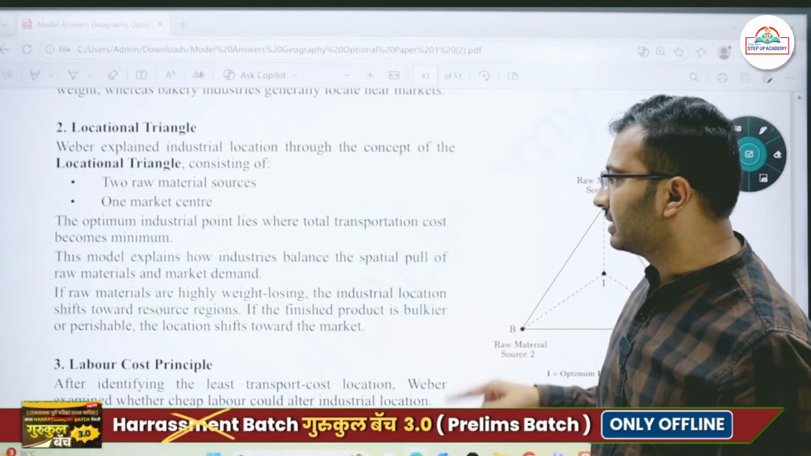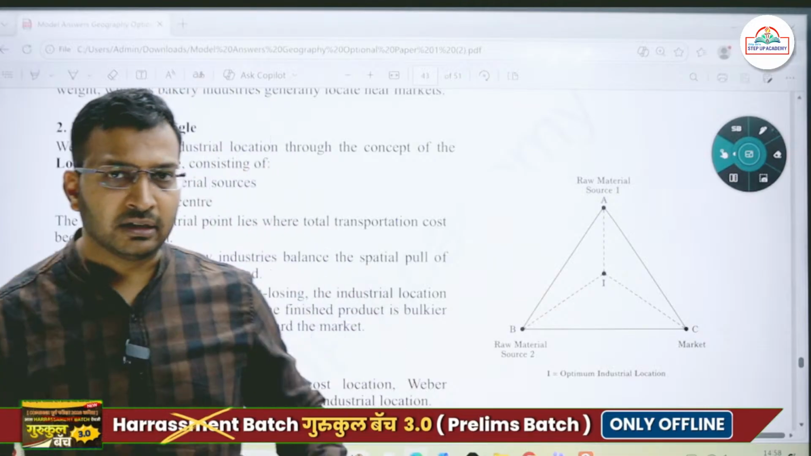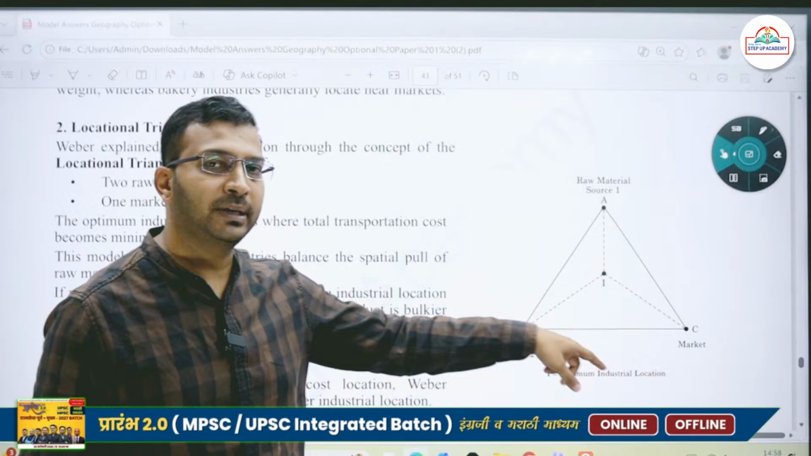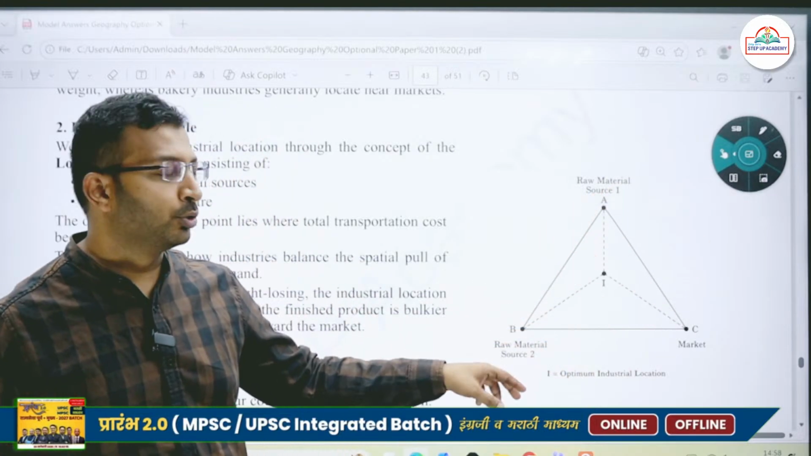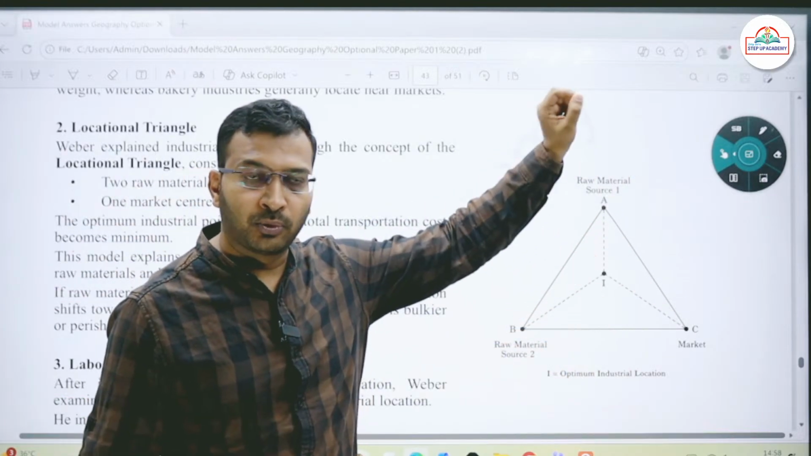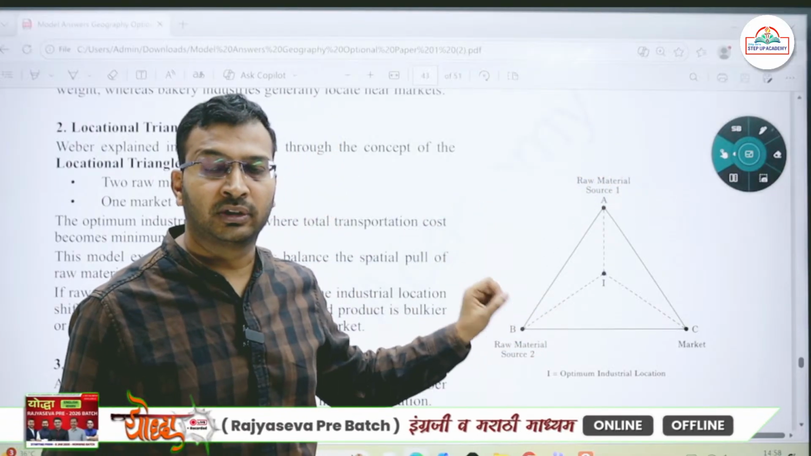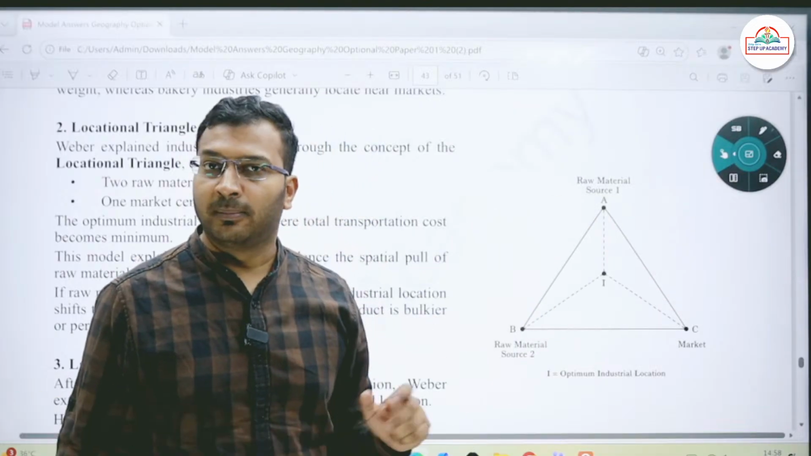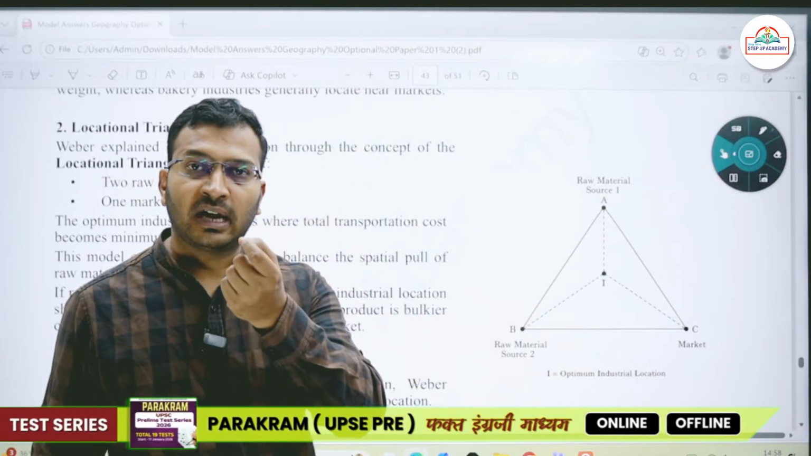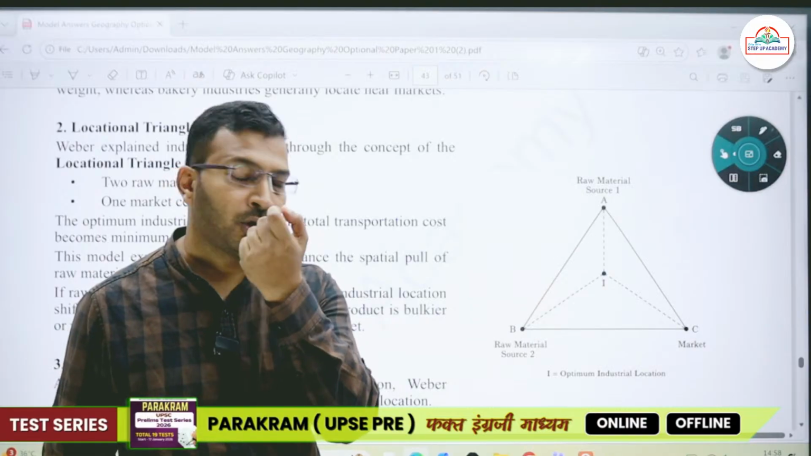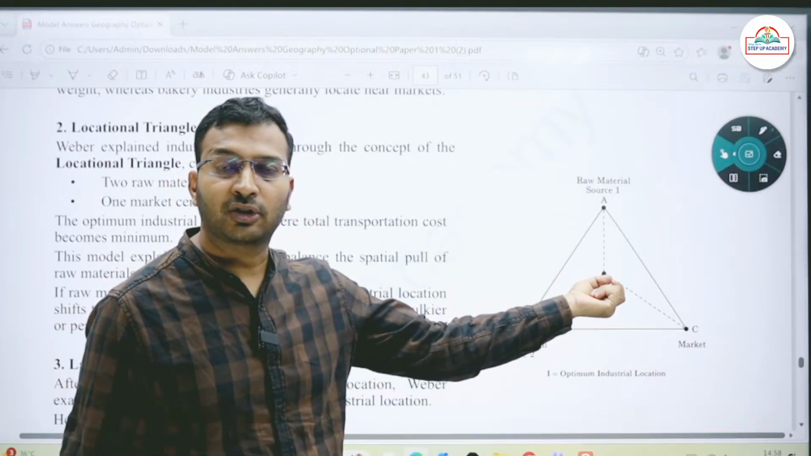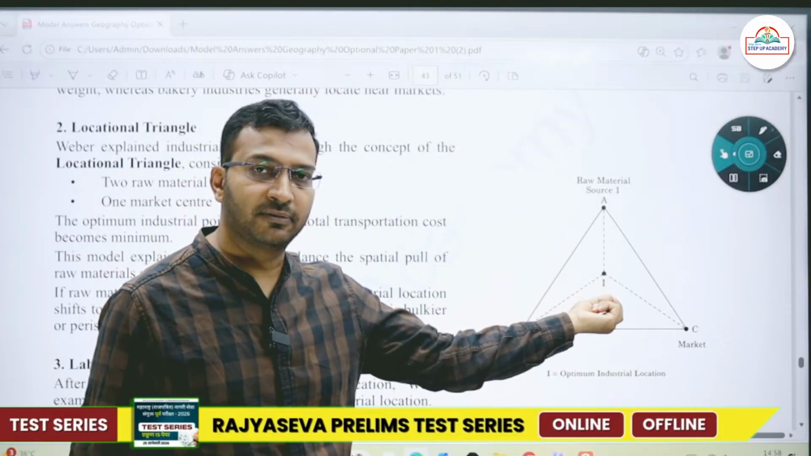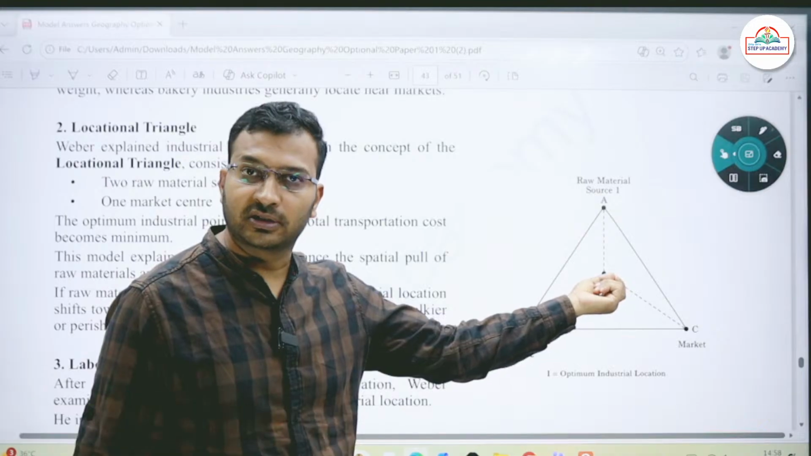So basically he said that you can know the exact location where to set up an industry by simply drawing a triangle. What you do, you put a raw material at one vertex, a second raw material at the other vertex, and at the third vertex you put the market. The ideal location for an industry will be the point where the cost of production is optimum.